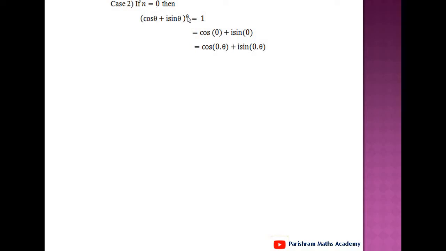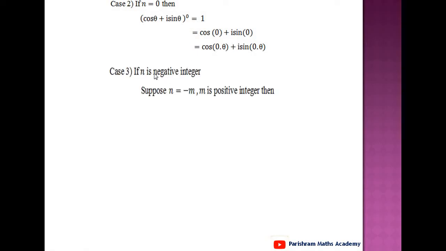Any number to the power 0 is 1, and therefore (cos θ + i sin θ)^0 is 1. But 1 can be expressed as cos 0 + i sin 0, because the value of cos 0 is 1 and the value of sin 0 is 0. It means 1 is the same as cos 0 + i sin 0. And therefore 0 can be expressed as 0 times θ, so cos(0·θ) + i sin(0·θ). It means P(n) is true for n equal to 0.